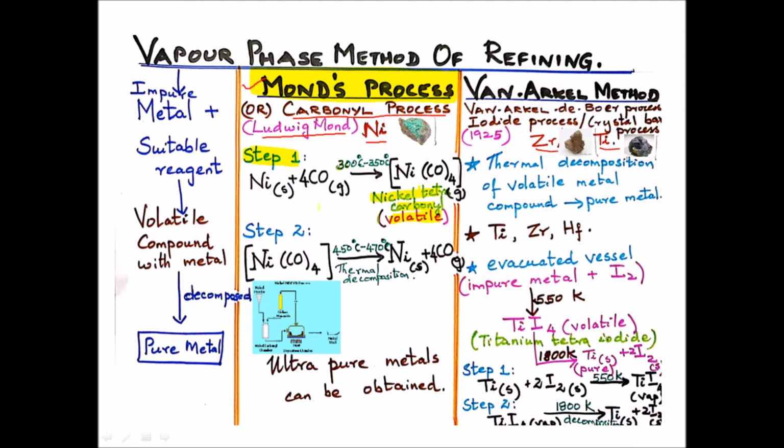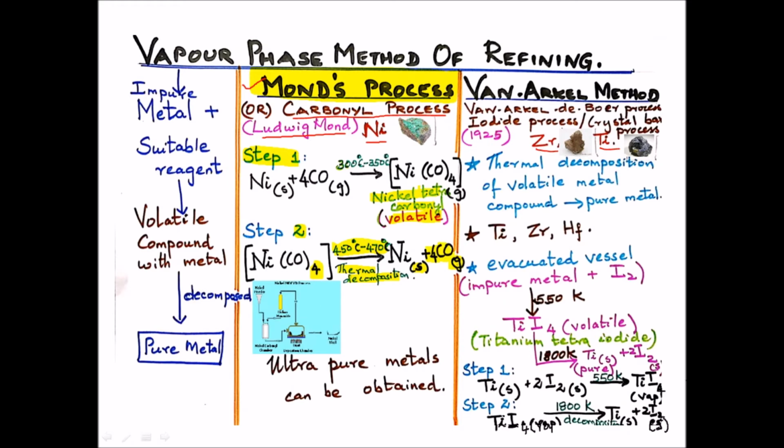In the second step, the nickel tetracarbonyl complex that is formed, on heating at 450 degrees Celsius to 470 degrees Celsius, undergoes thermal decomposition to form pure nickel in the solid state and carbon monoxide in the gaseous state. Since there are 4 carbonyl groups in the complex Ni(CO)4 on the reactant side, on the product side we write it as 4CO. This is the Mond's process.